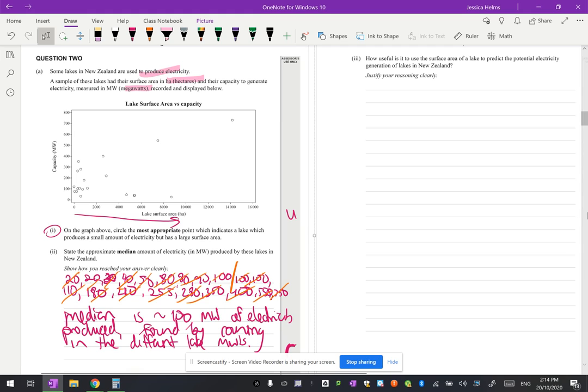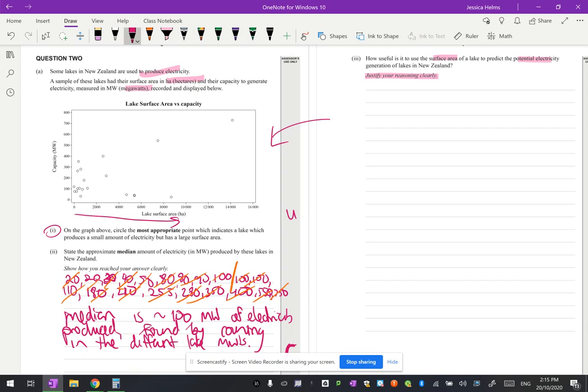Okay, so question 2A, part 3, asks you, how useful is the surface area of the lake to predict the potential electricity generation of lakes in New Zealand? Justify your reasons clearly. So basically, is this scatter graph over here a good way of predicting how much electricity can be gained from a lake?